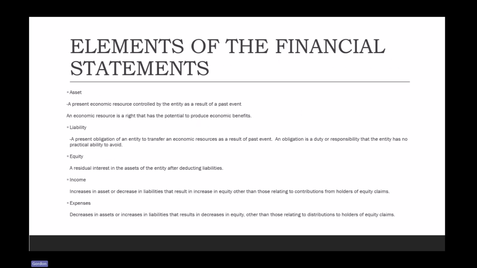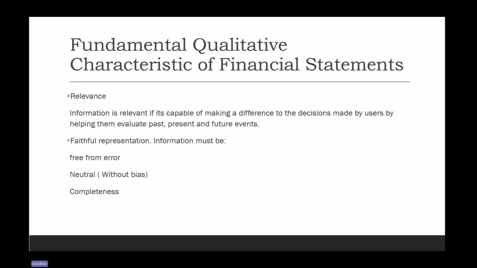So we speak about the elements of the financial statements, right? When we talk of the elements of the financial statement, we mean the assets, the liabilities, the equity, the income, and the expenses. Good. Who can tell me the definition of an asset? What is an asset? How do we explain it?